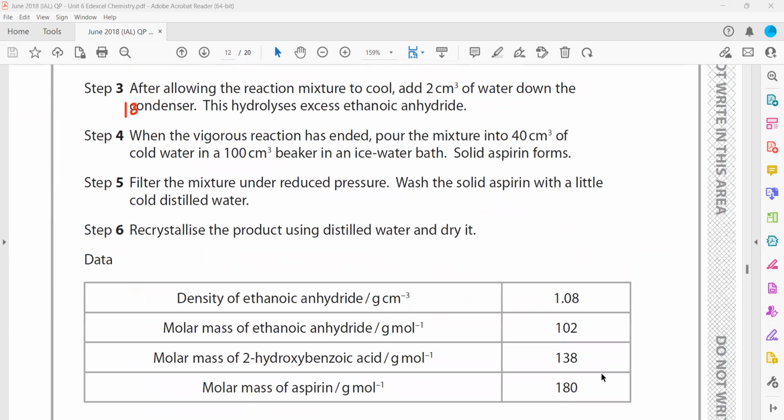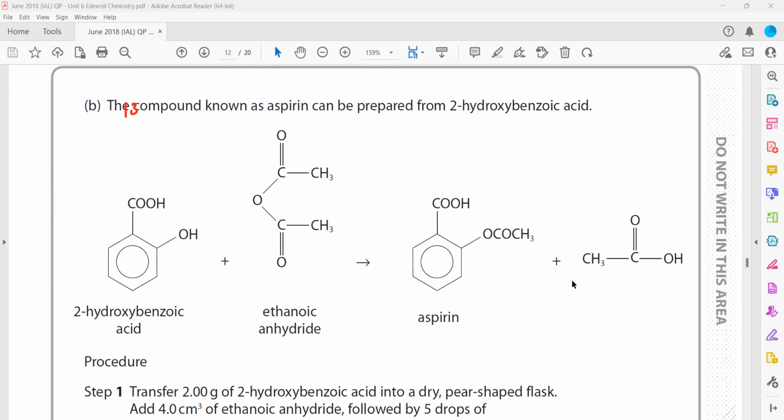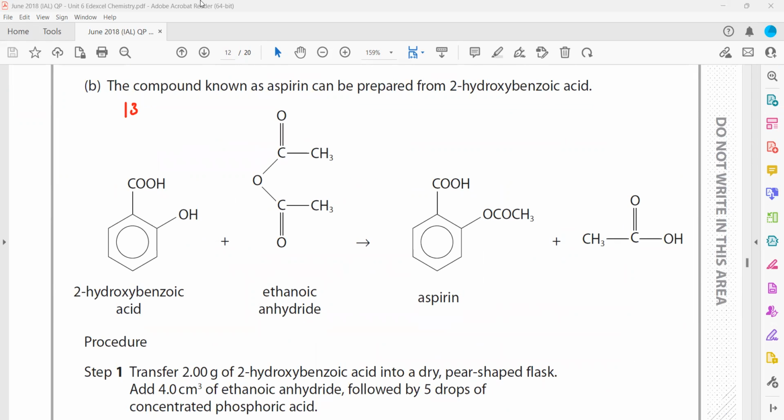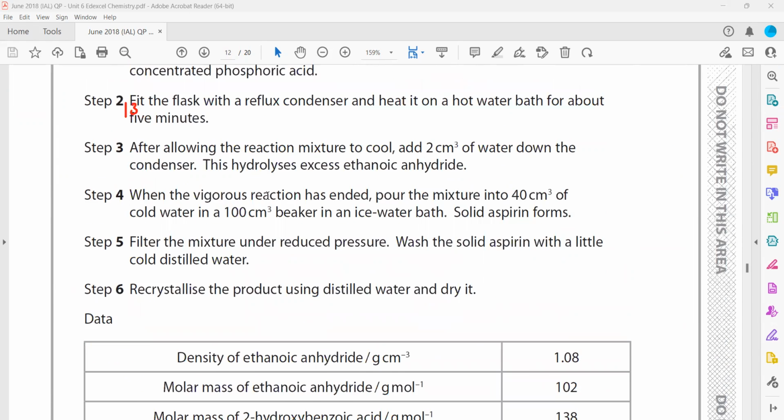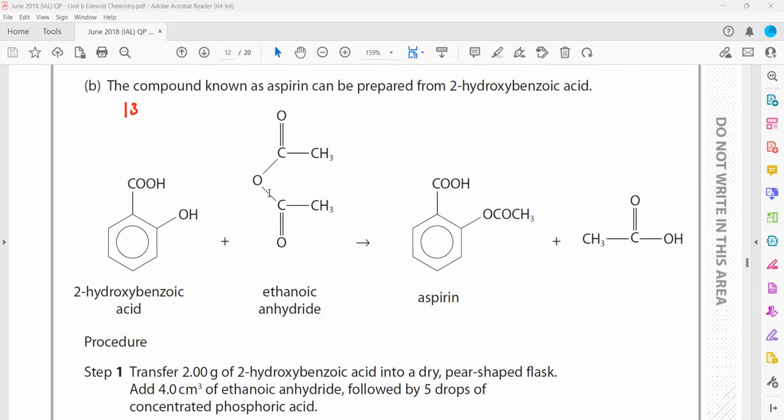As there are 1 moles only, the ratio of the mass is 138 and 102. So this will be 138 and this will be 102. That's a ratio of their masses.